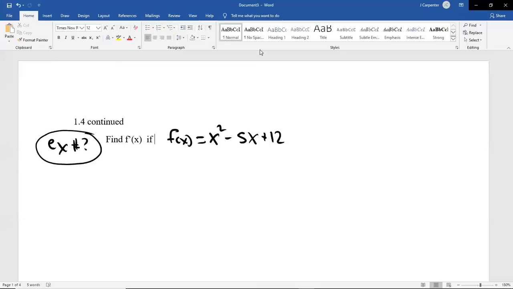So this will be the last one where we do a limit to find a derivative. And then we'll have one small topic to close out the section with, and then we'll get into formulas that'll help us knock these out a lot quicker.